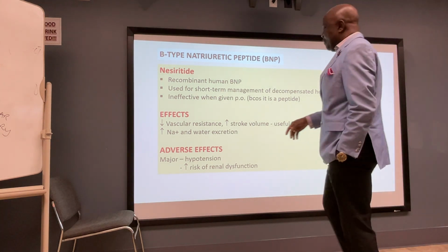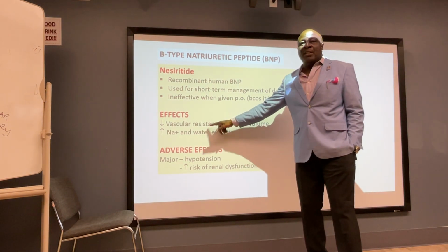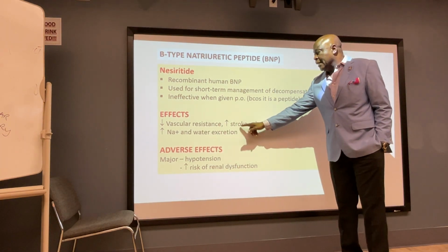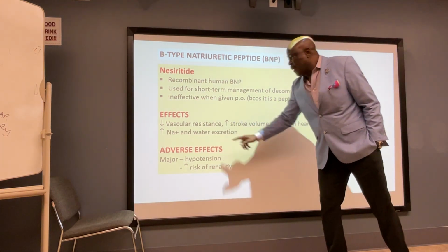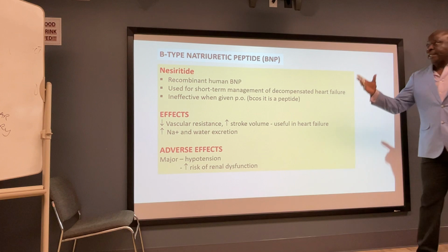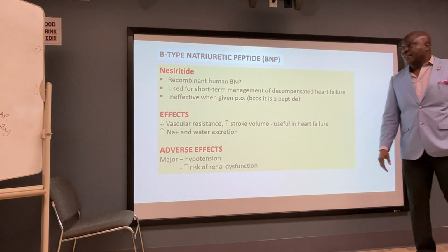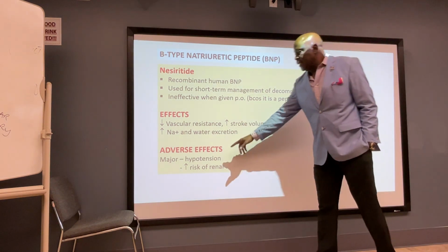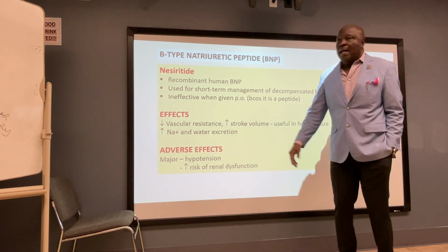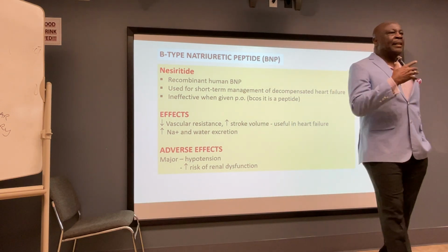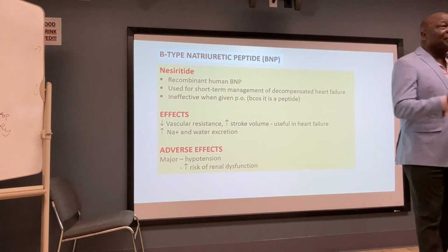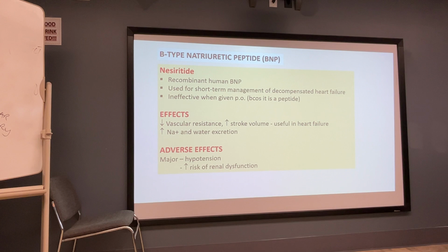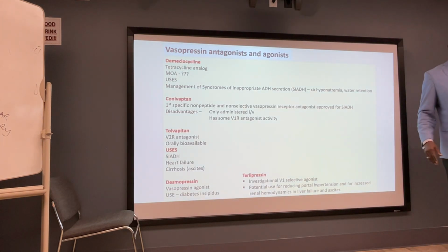But what are the effects? Because of the vasodilation, it will reduce vascular resistance. It will increase stroke volume, and it will increase sodium and water excretion. What are the adverse effects of nesiritide? If you reduce the blood pressure too much, it can cause hypotension. And with the hypotension, and not enough blood being supplied to the kidneys, you can end up with renal dysfunction. That's it about natriuretic peptide.